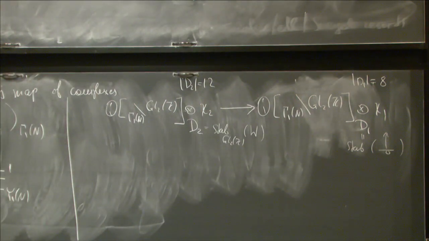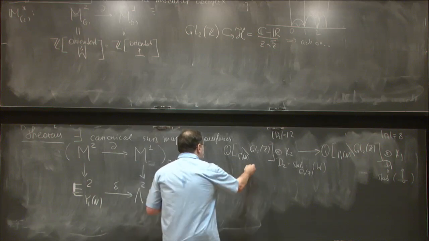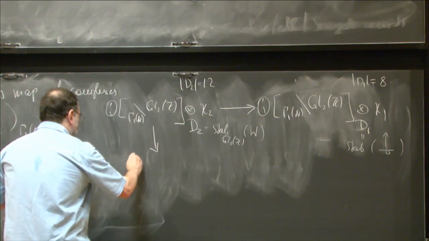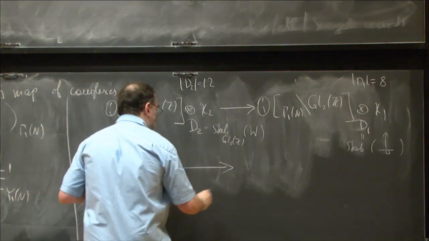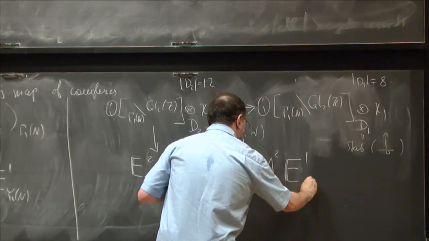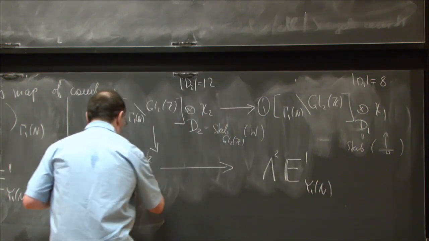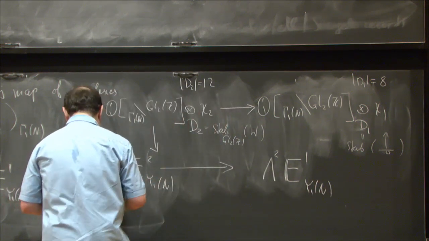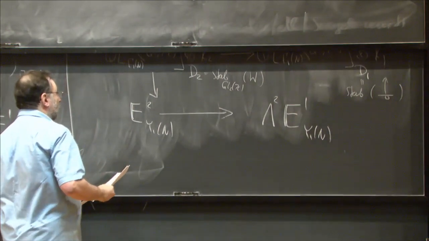OK, so now we understood very concretely what this is. And so we're just going to construct a map from here to this E2, going to wedge 2 of E1. And the construction is done as follows.